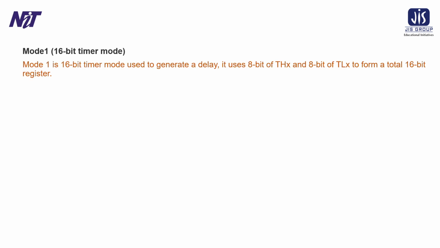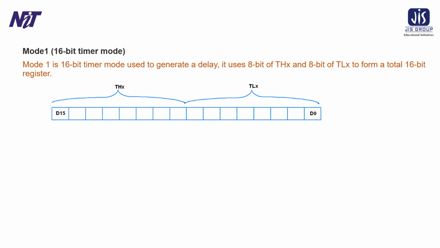Now for mode 1, the 16-bit timer mode. Mode 1 is the 16-bit timer mode used to generate a delay. It uses 8-bit THX and 8-bit TLX from the total 16-bit register, so it runs from D0 to D15. It takes a total of 8 bits of TLX and 8 bits of THX. So the combination 8 plus 8 is 16.